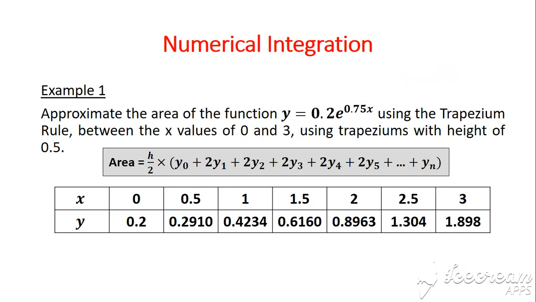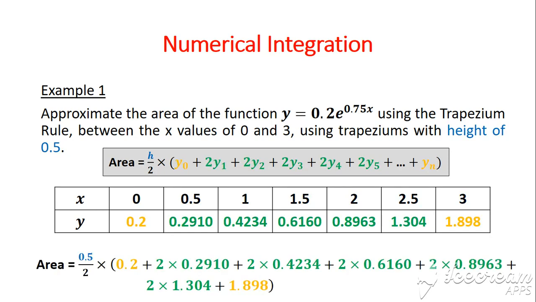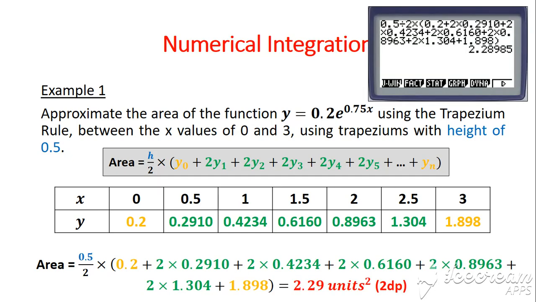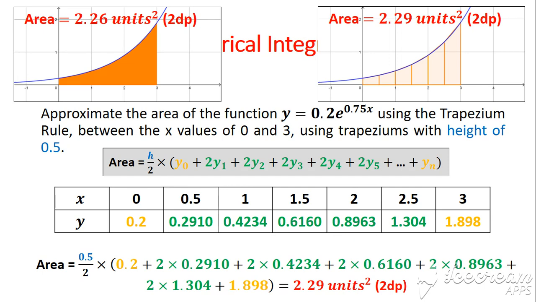Now, if I was to redo that whole thing again and split it up with heights of 0.5 and have more x values, you'll see that I will get a much more accurate 2.29 square units, which is much closer to the true area.